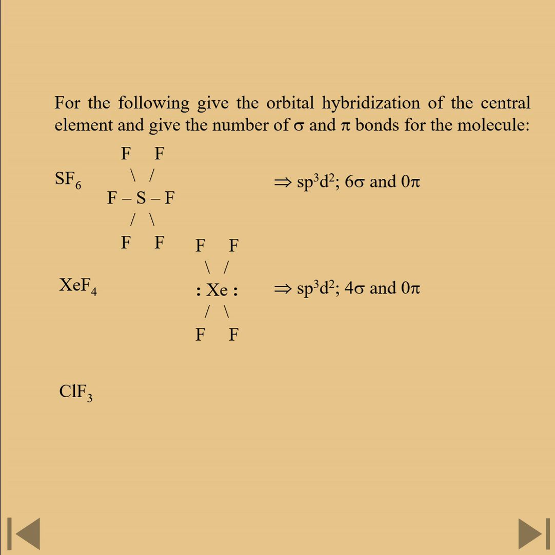And chlorine trifluoride. Chlorine's a central element. I need to break open one of those free electron pairs to bring in my 2nd and 3rd fluorine. At this point, I can see I have 5 regions of electrons around my central element. So what's my orbital hybridization if I have 5 regions? I need to bring in an S, a P, a P, a P, and a D. And 3 single bonds for 3 sigmas.